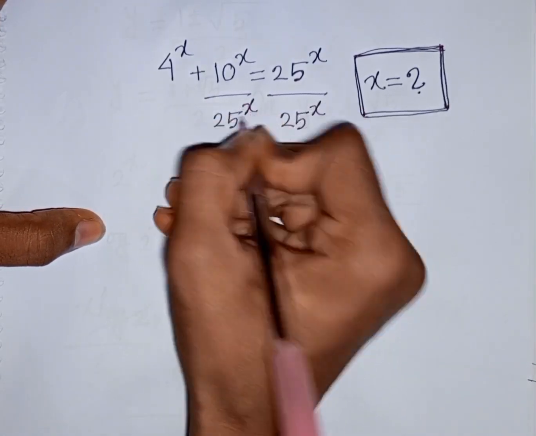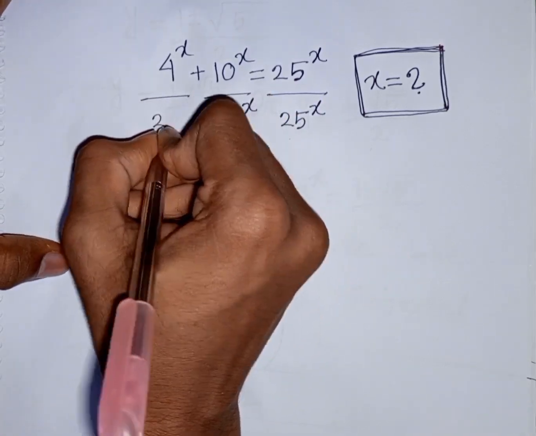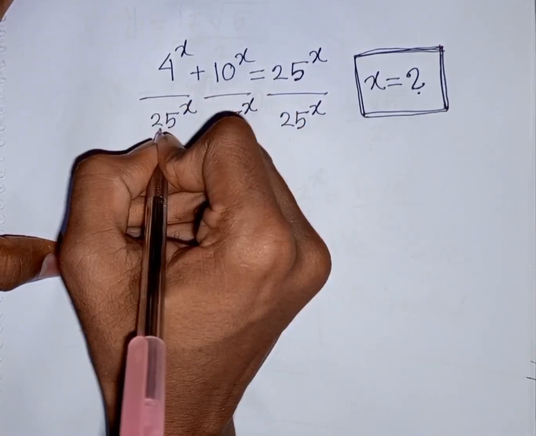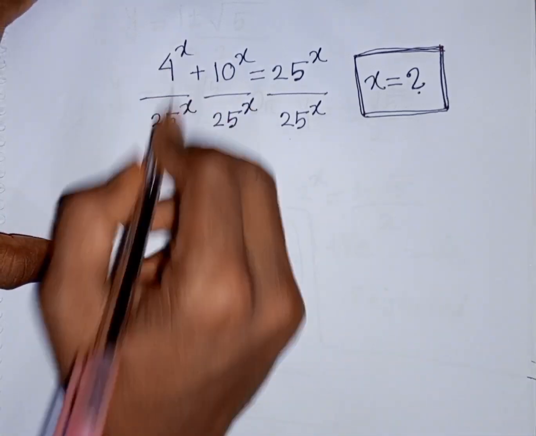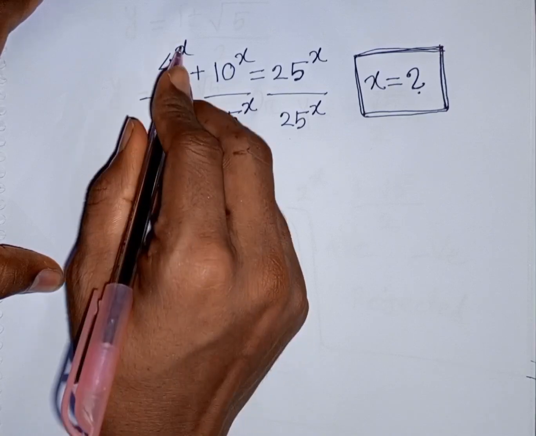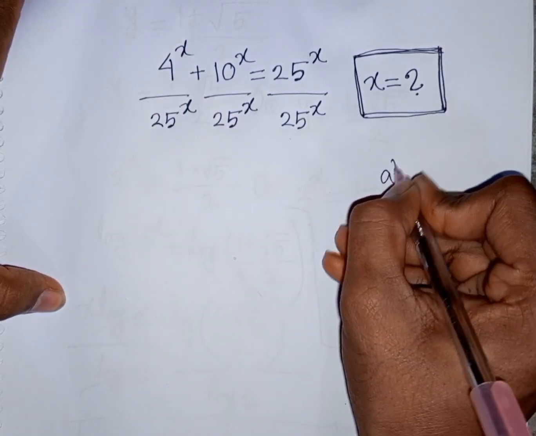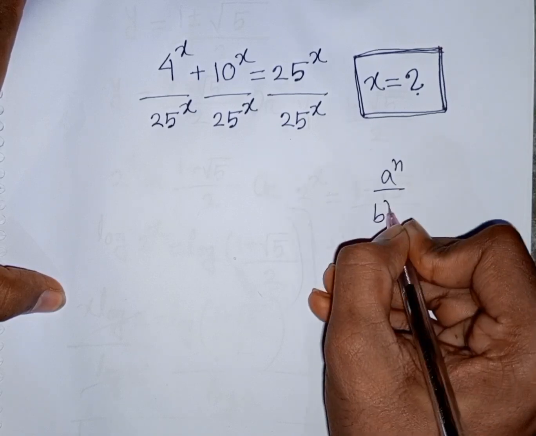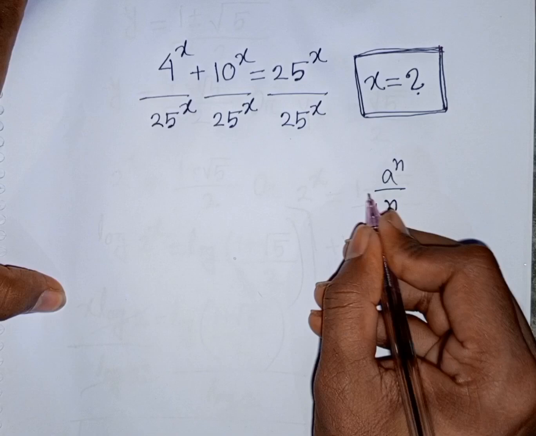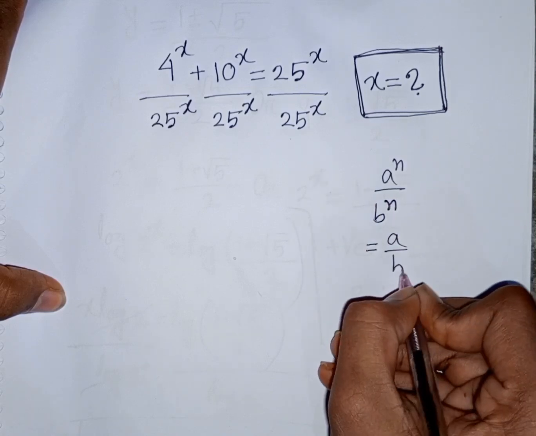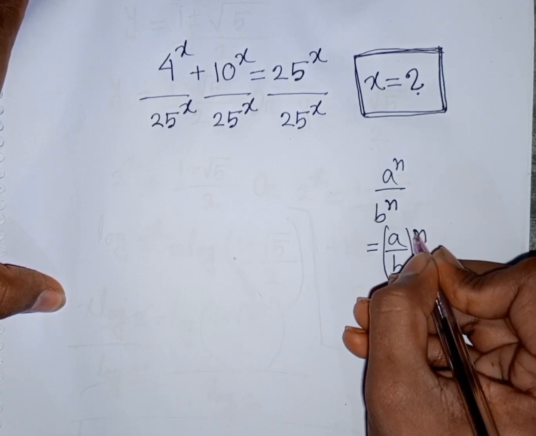Divided by 25 power x, divided by 25 power x, divided by 25 power x. Now from here we see x is the same power but different base. So remember this exponential rule that a power n over b power n is equal to a over b, then bracket common power n.